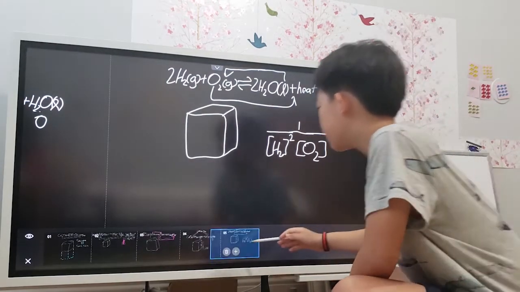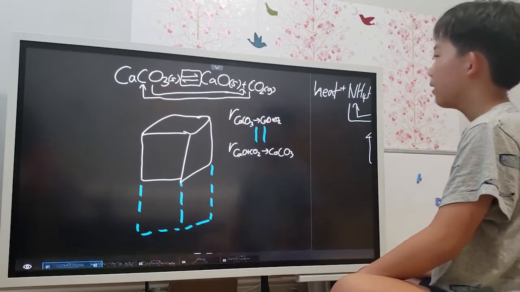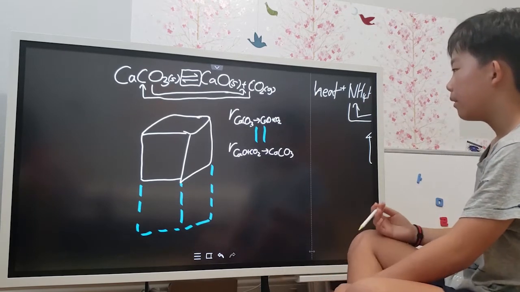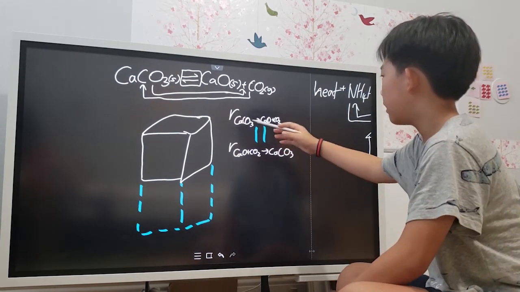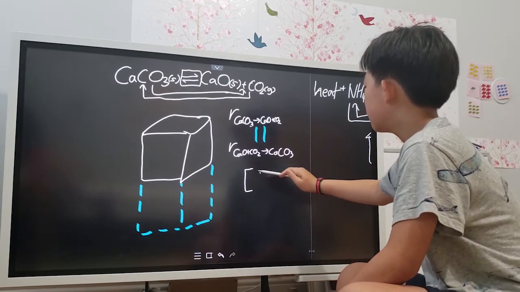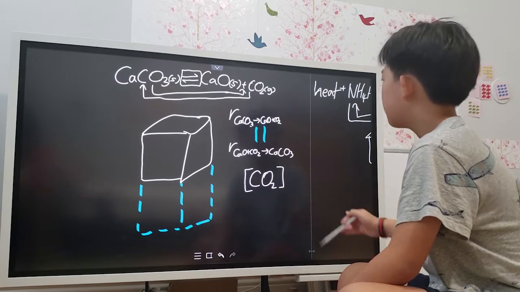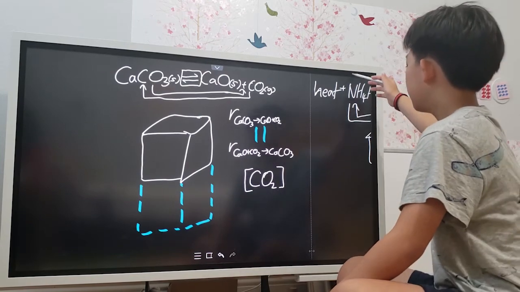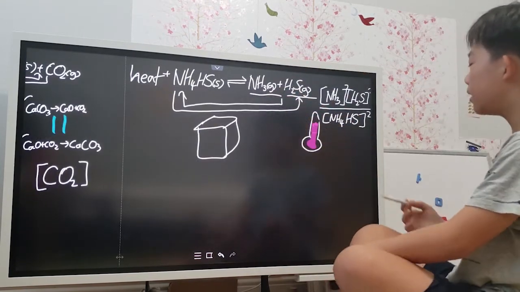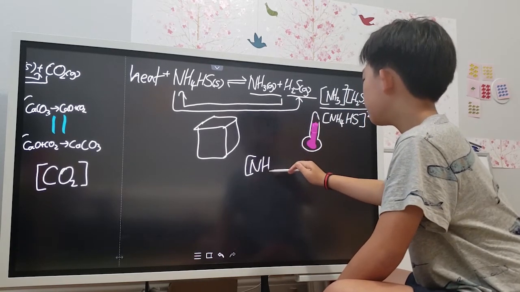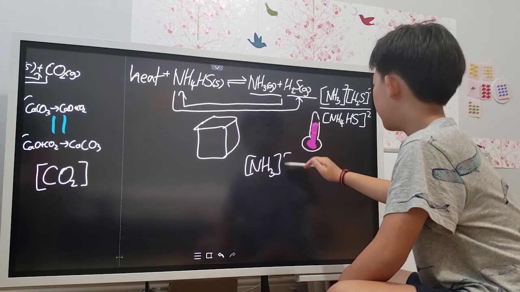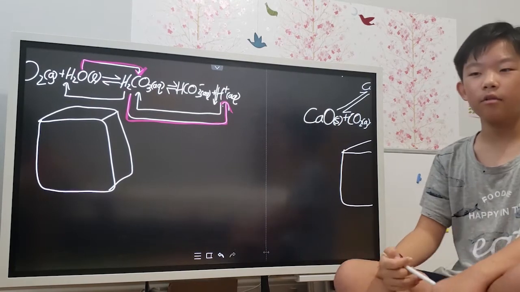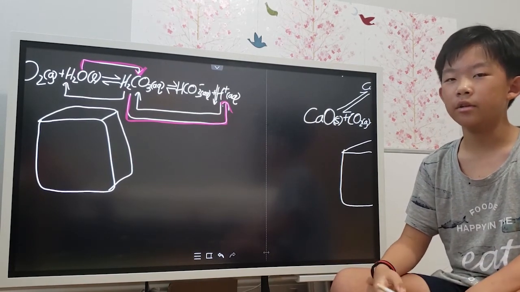Let's go write our equilibrium expressions for the other two. Here, I have calcium carbonate solid, calcium oxide, and carbon dioxide. But, for some reason, solids are not allowed in the equilibrium equation. So the only thing left will be carbon dioxide. So here, the equilibrium equation would just be the concentration of carbon dioxide. Here, it's just going to be ammonia times H2S.